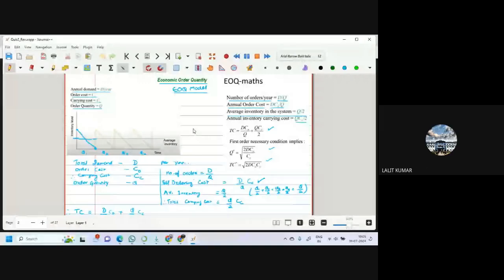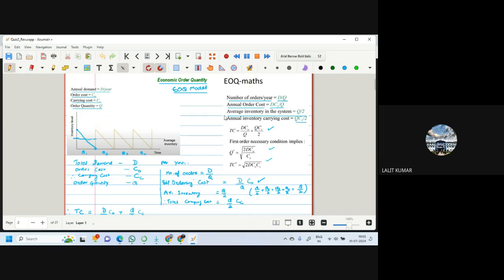In case you forget this formula, you can also calculate it. If annual demand has been given, order cost has been given, carrying cost has been given, and the order quantity, then the number of orders per year will become D by Q. Annual order cost will become D by Q into CO, where CO is the ordering cost.